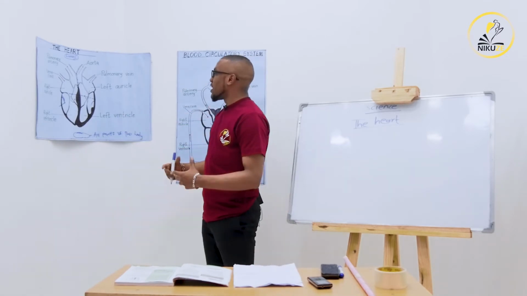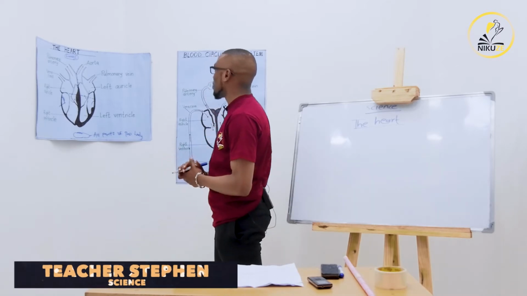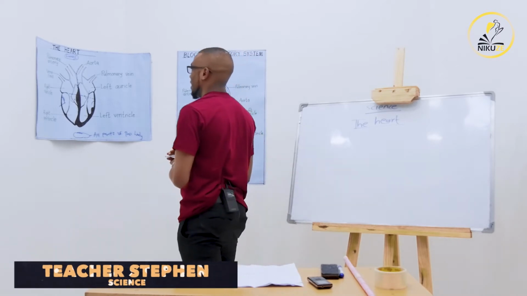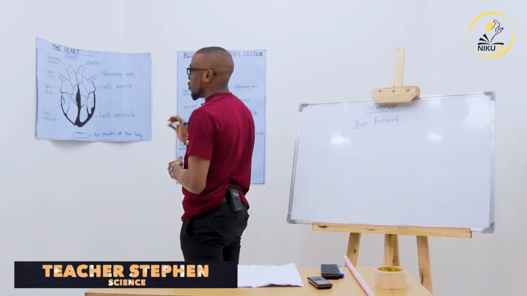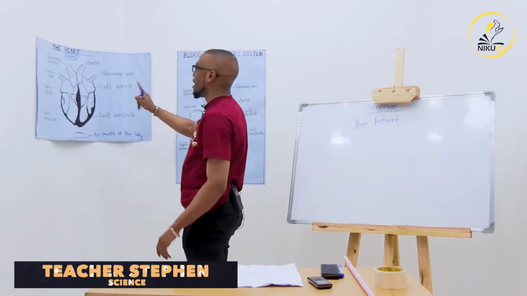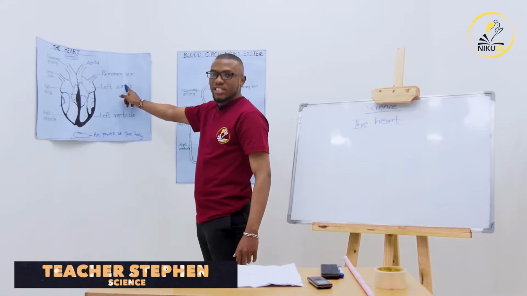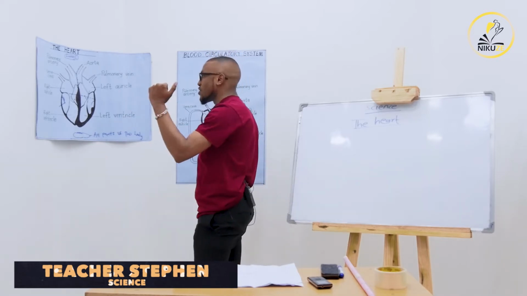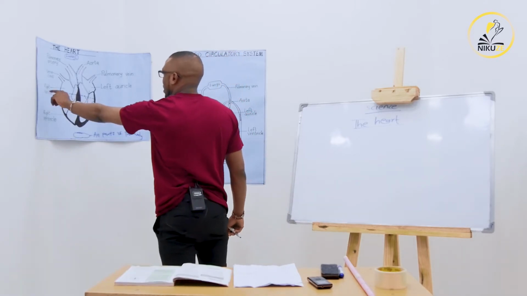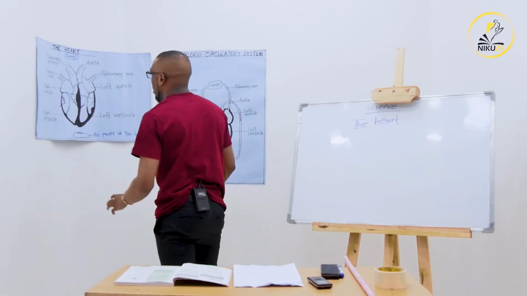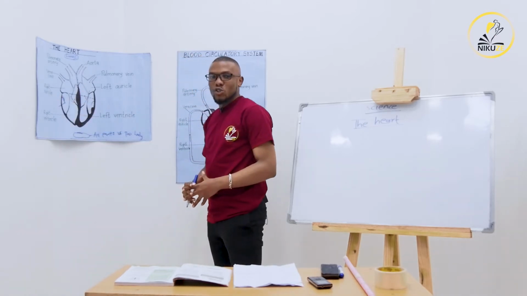Now, how does this come about? If you face the heart like this, your right becomes the left. Remember that your right becomes the left and your left becomes the right. Please make sure you take note of that.